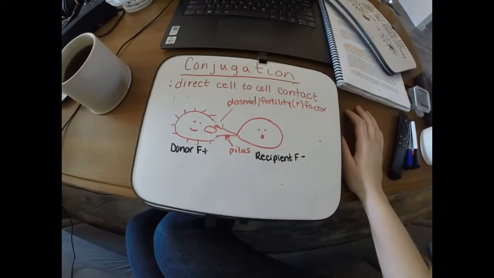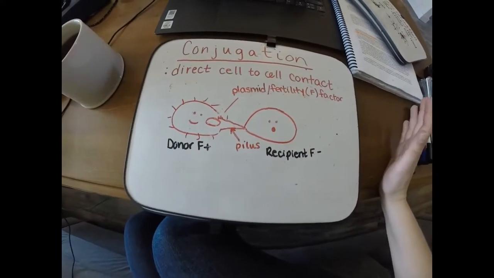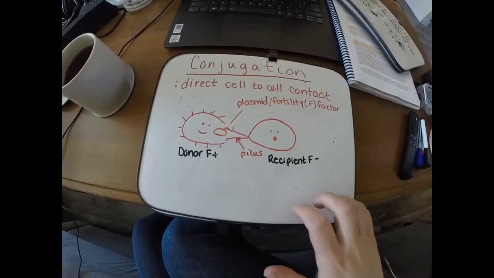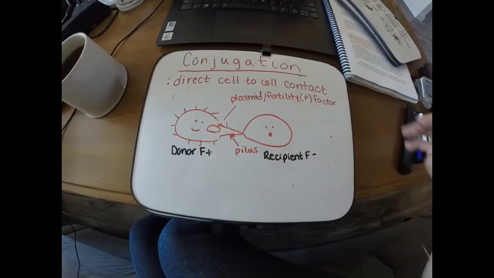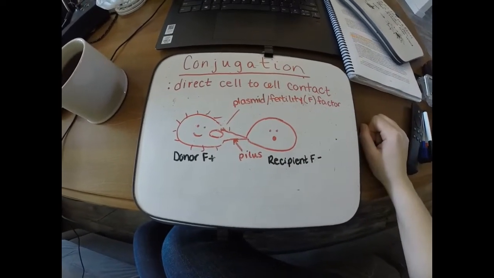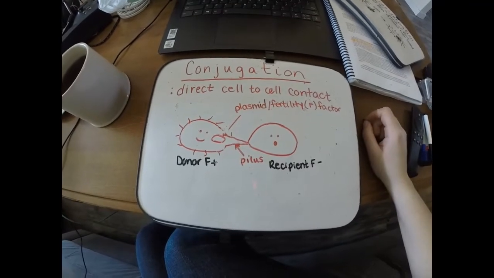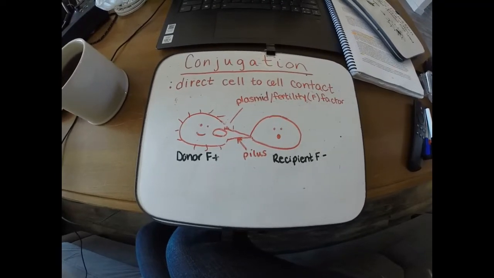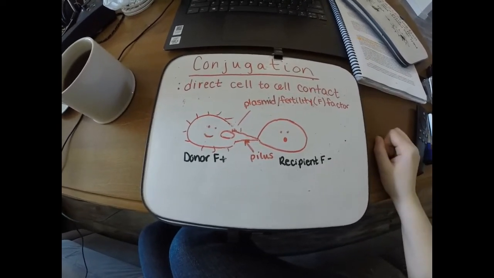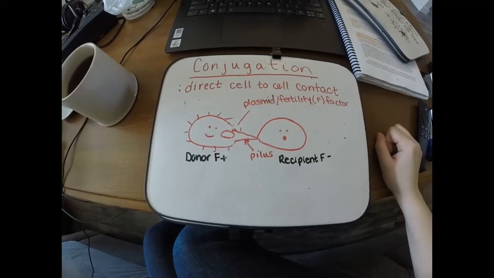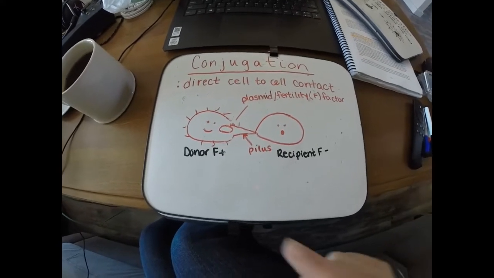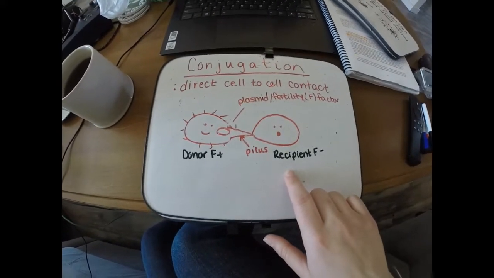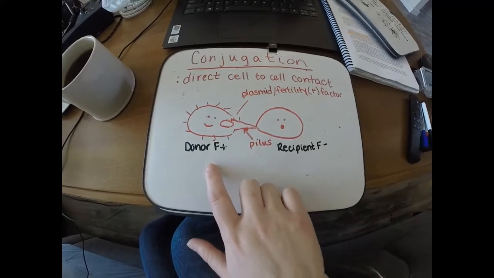Okay, conjugation. This lab that we would have done in class, but now you're just going to get the results for, is dealing with this concept. So I would really understand this part of the reading for sure. Essentially, conjugation is direct cell-to-cell contact between bacterial cells. And with that direct cell-to-cell contact, there is a donor bacteria and a recipient bacteria, F+ and F-.